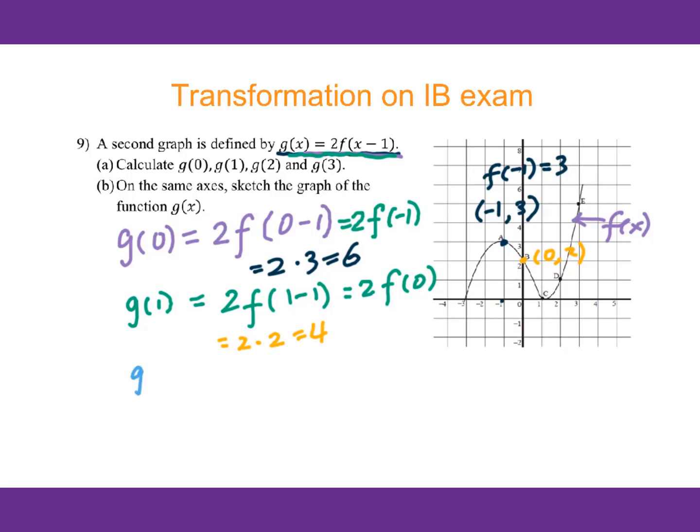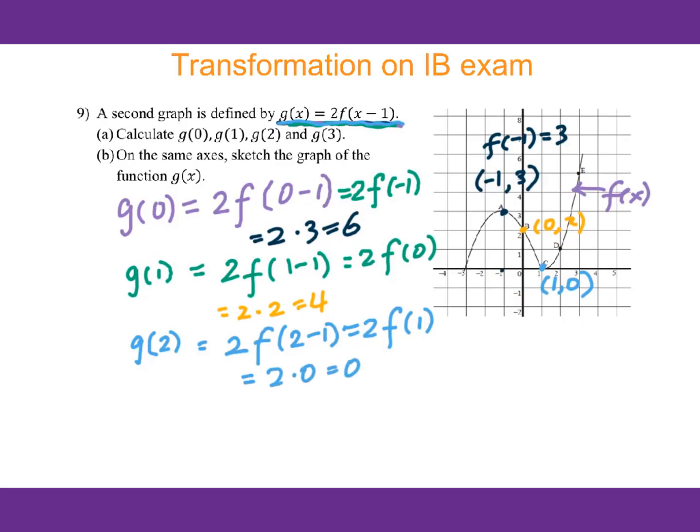Now we have to do g of 2 equals 2 times f of 2 minus 1. You just need to plug into this formula. You will get 2 times f of 1. F of 1, they give you 0. So you get 2 times 0 equals 0.